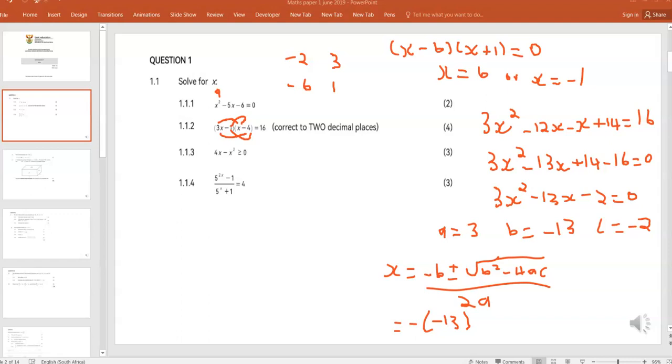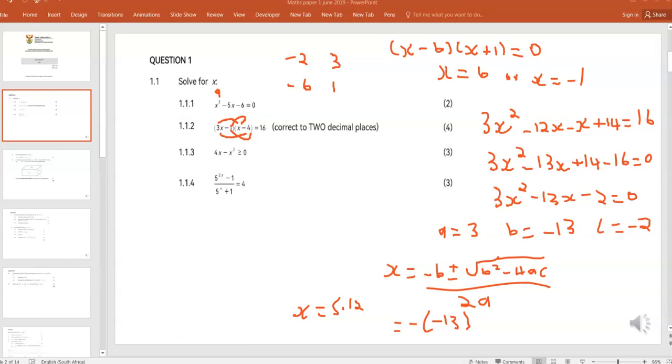So x is equal to the negative, that will be positive 13 plus root negative 13 squared minus 4 times 3 times negative 2, that will be 12, and then over 2 times 3, that's 6. So the first one is giving me x equals 5.12, since it must be 2 decimal places.